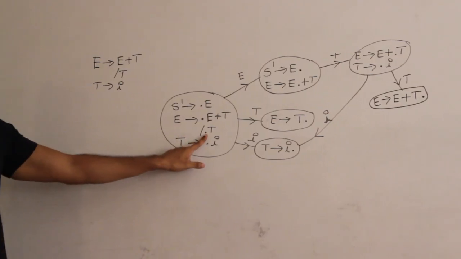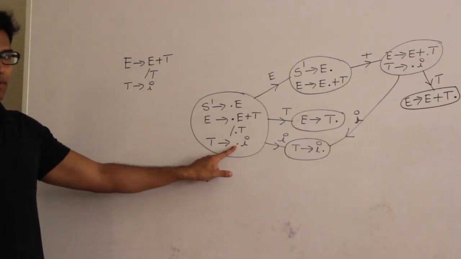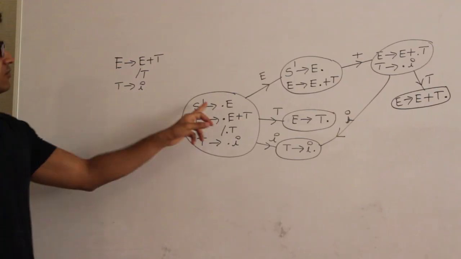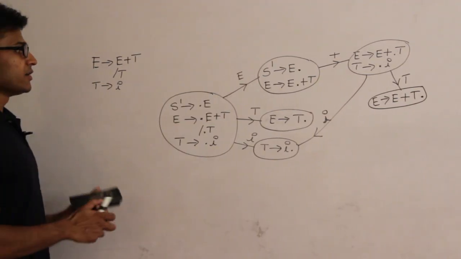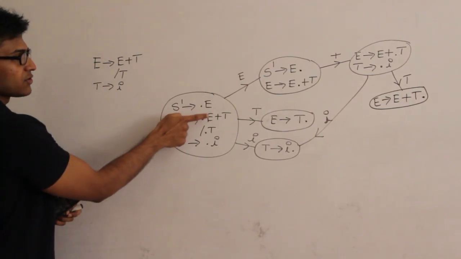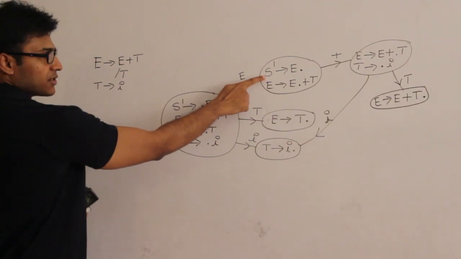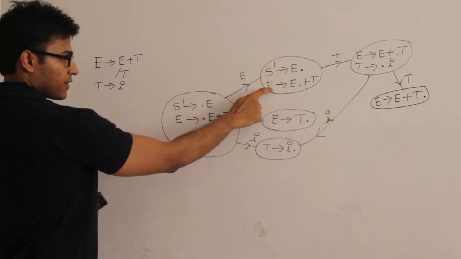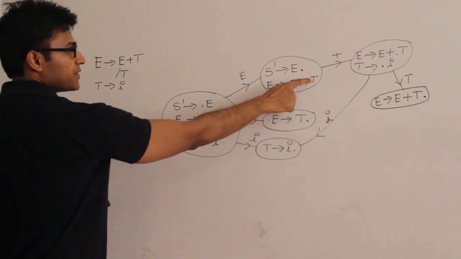And now because there is a dot in the beginning of T, I am going to add all T productions, right? And see what happens on capital E. There are two transitions on capital E. One transition is S' derives E dot, and the other transition is E derives E plus T.